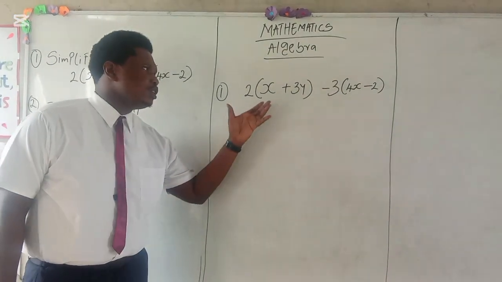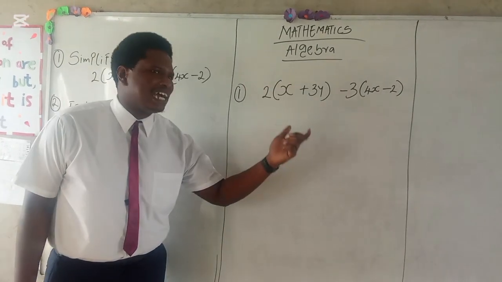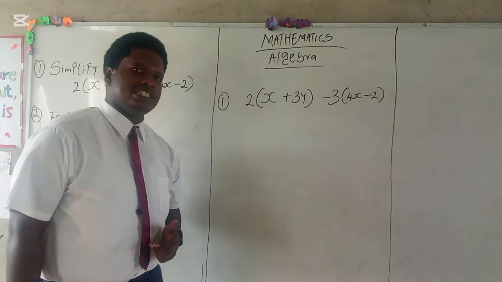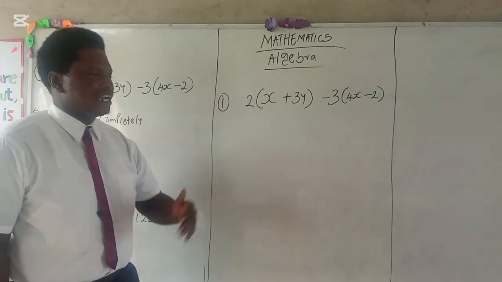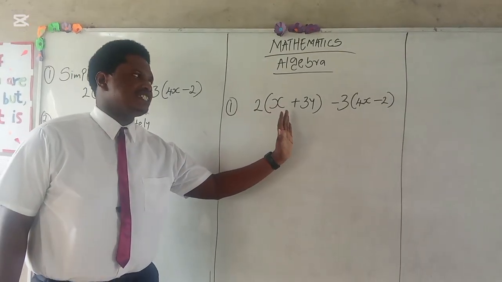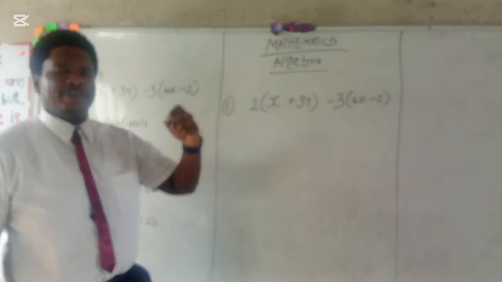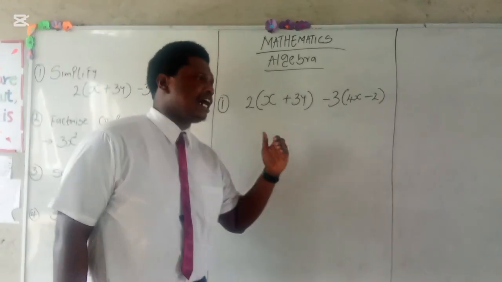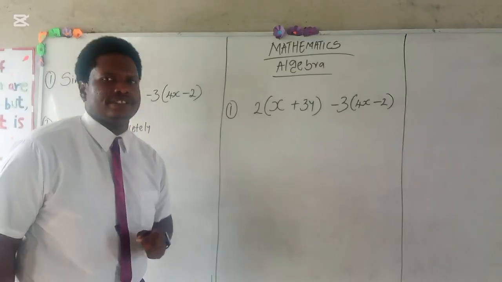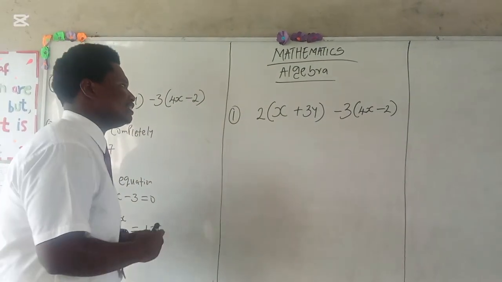Now the first thing we are going to do while trying to simplify, we are going to try to open the brackets. When we have an expression like this, we are going to try to open the bracket. And how do we open this bracket? We are going to be using what is outside to multiply what is inside. And very, very important, when trying to use what is outside to multiply what is inside, pay attention to the sign. You have to pay attention to the sign. Now let's open the bracket.